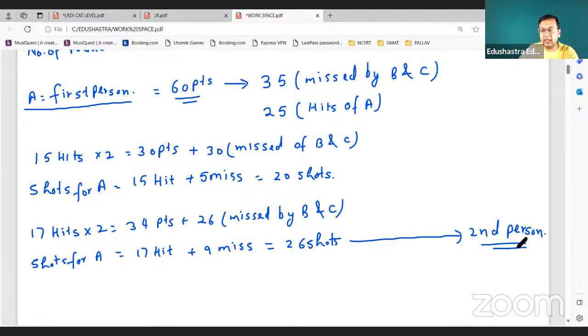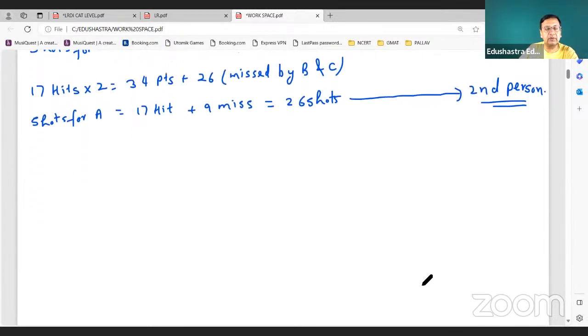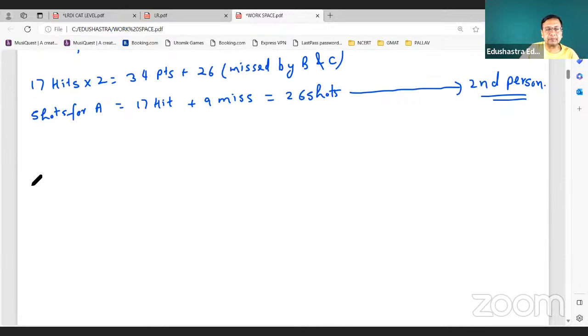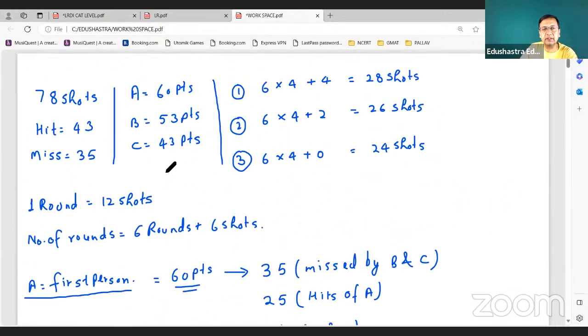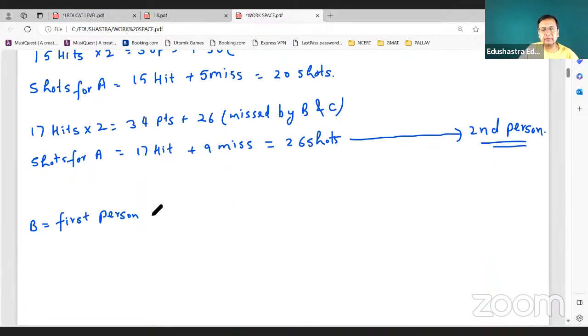The same way I can calculate for B, right? So how to calculate for B? Now, A is the second person, so I take B as the first person. And what is the score of B? Yes, 53 points. Okay.